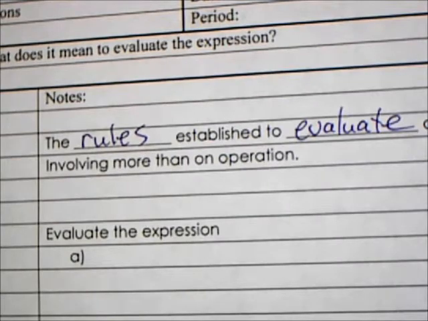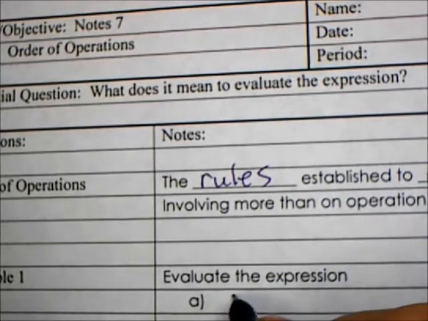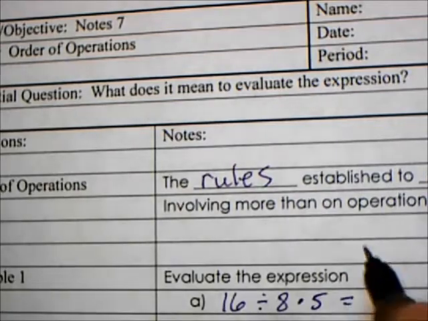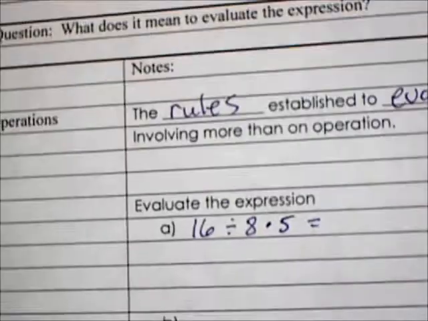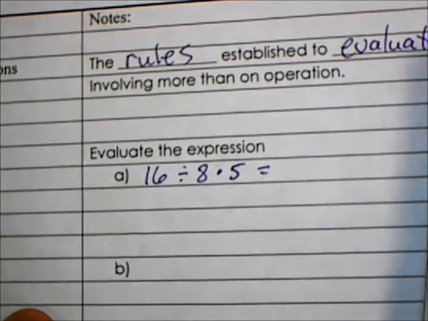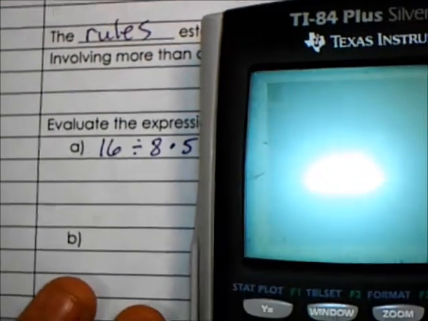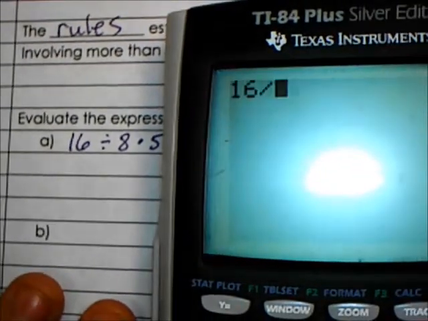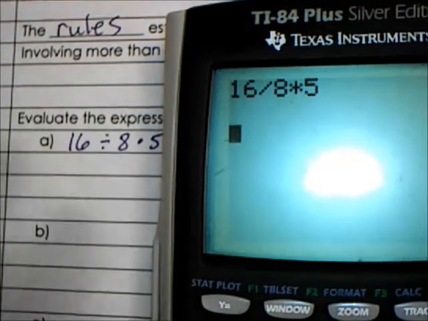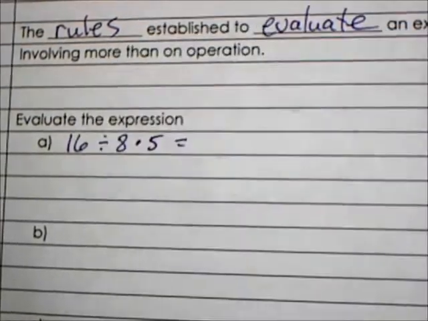Okay, so our first example, they have 16 divided by 8 times 5. Grab your calculator, make sure you have it. You can type it in. 16 divided by 8 times 5 should look like this on your calculator. When you push enter, you get an answer of 10.